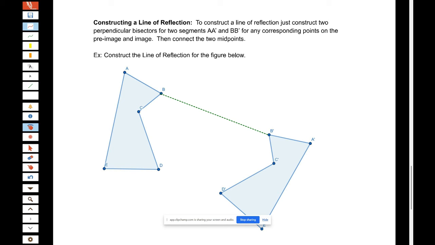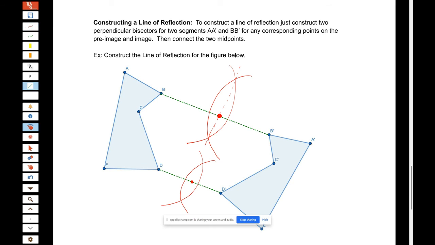Now, I can't get this picture onto my compass tool, so I will kind of eyeball it, and I'll say, okay, from B, I'm going to open my compass more than halfway across and make a half circle. From B prime, I will do the same thing. And where those 2 half circles intersect is the midpoint of BB prime. You do the same thing for another point. I'm going to make a half circle from D, and with the same radius, a half circle from D prime. Where those intersect goes through the midpoint.